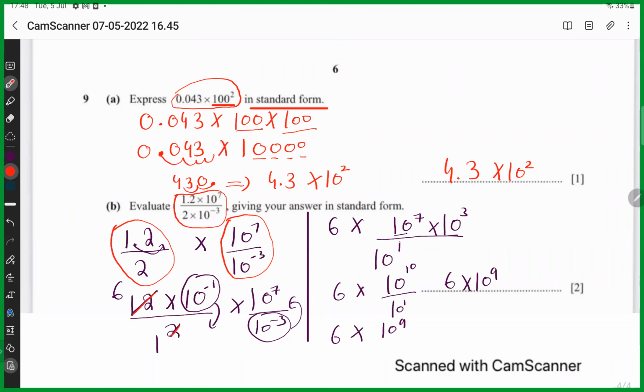Next, I'm only left with tens. I've taken 10 power minus 1 to the denominator and I've taken 10 power minus 3 to the numerator, and this was the final thing. Now the bases are same here and here. So the powers would be added. 7 plus 3 would give me 10. So 10 power 10 was being divided by 10 power 1. Again, the bases are same and the two numbers are being divided. So I can subtract the powers. 10 minus 1 would give me 9. So this is going to be the final answer, and this is in the standard form.